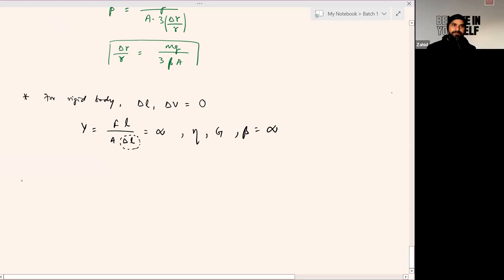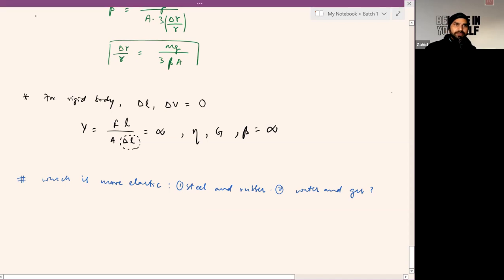Next question will be, which is more elastic? They will give you some pairs. Let's say first is between steel and rubber. Next pair will be water and gas. So you have to define the elasticity of these substances on the basis of numerical concept, or mathematically. So let me show you how to approach this question.